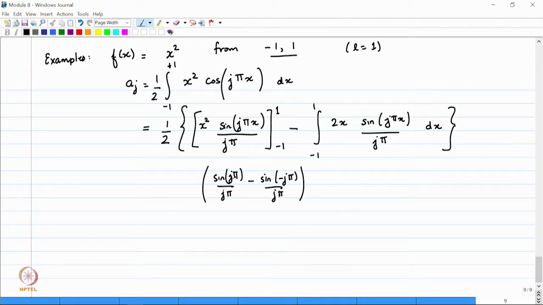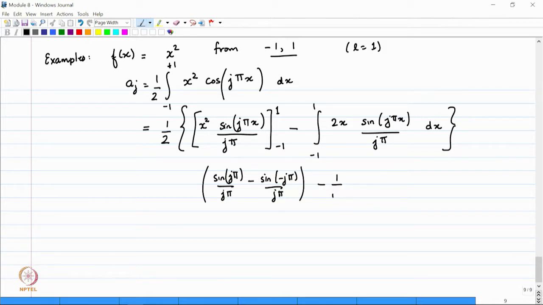Now, sine j pi, if j is an integer, sine j pi is 0. So, this whole term is 0, so each of these terms is 0. Now, the second term, you still have, let me cancel the 2's. So, I have minus, now I have integral of x.